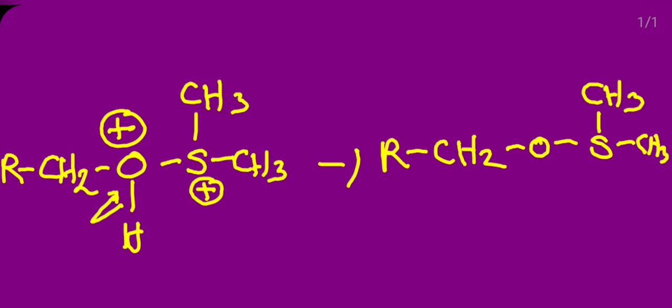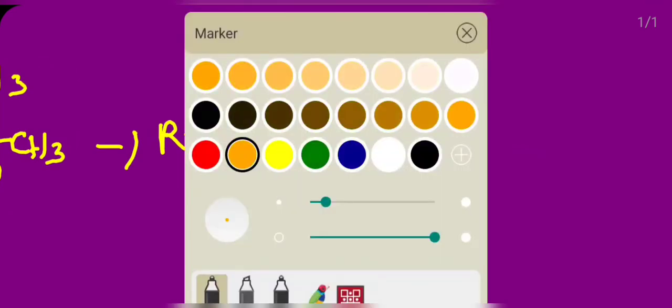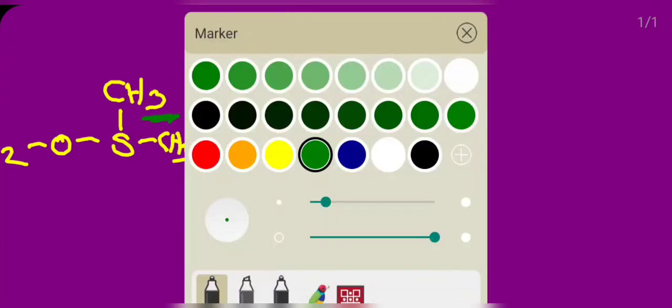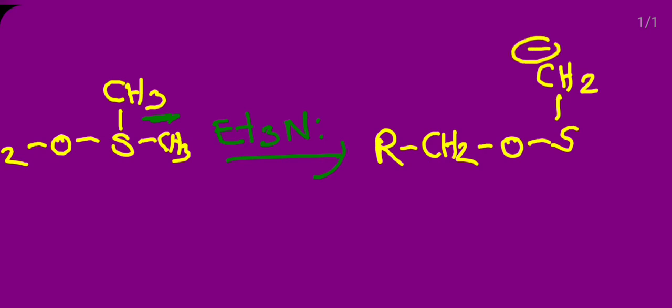As we know, in the system our base is present, that is triethylamine. What is the role of the base? To abstract the acidic proton. What will the base do over here? We will take our base, that is Et3N. It will abstract the acidic proton from here, that is the proton attached to the methyl group. Now how will the structure look? The structure will look like this: R CH2 O, then sulfur, then CH2. As the proton is abstracted, here there will be the minus sign, then CH3, negative sign, then here there will be the CH3.